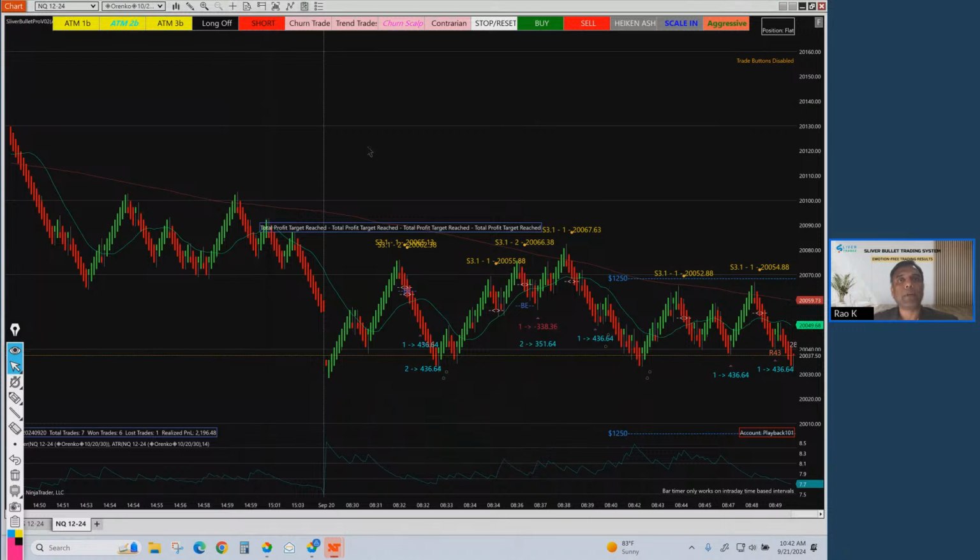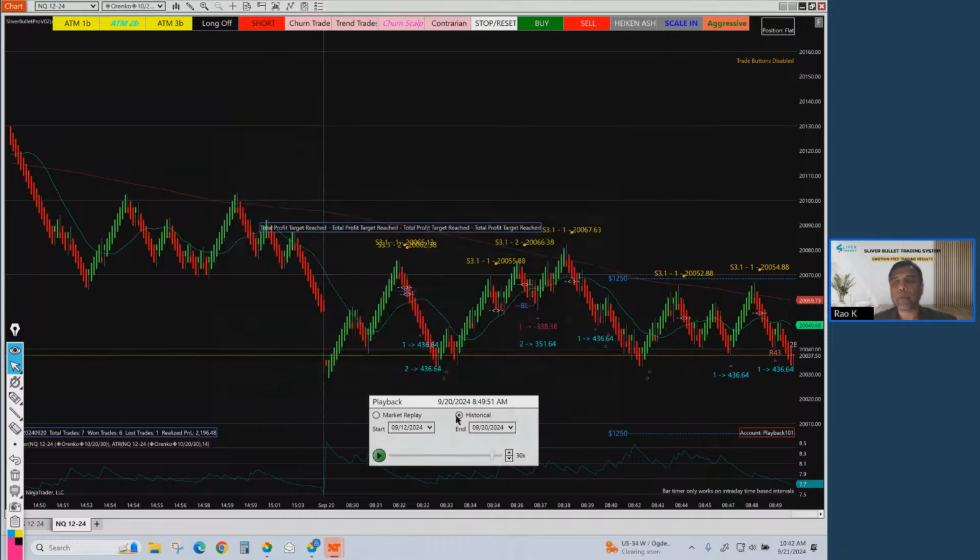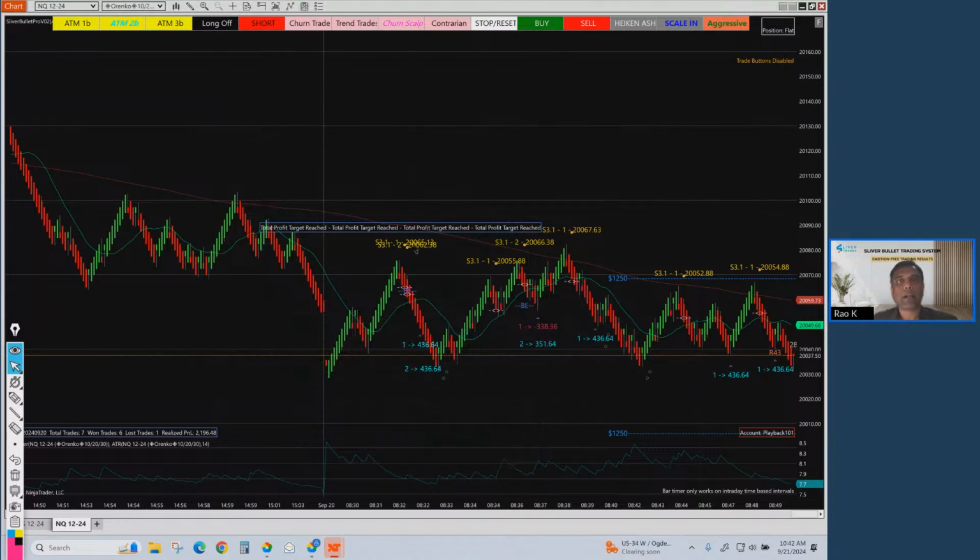So once again, I'll give a demo of the software. This is the software I loaded, and let me load it again. What I'll do is, today I'm going to continue trading. I'll continue trading from here again.